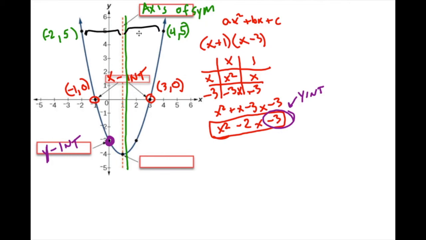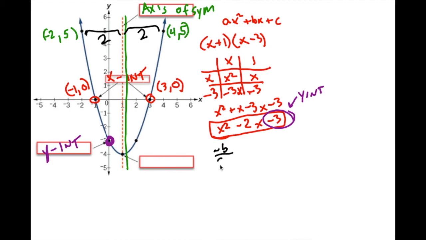So what's the distance from here to here? From 1 to 3. 1, 2, 3. That's 2. This is 2 here, which means if I go 2 this way, I go 2 this way. 1, 2. There we go. So that's the axis of symmetry, cutting my graph in half. But we have a formula for this axis of symmetry. It looks like this. You might remember this.